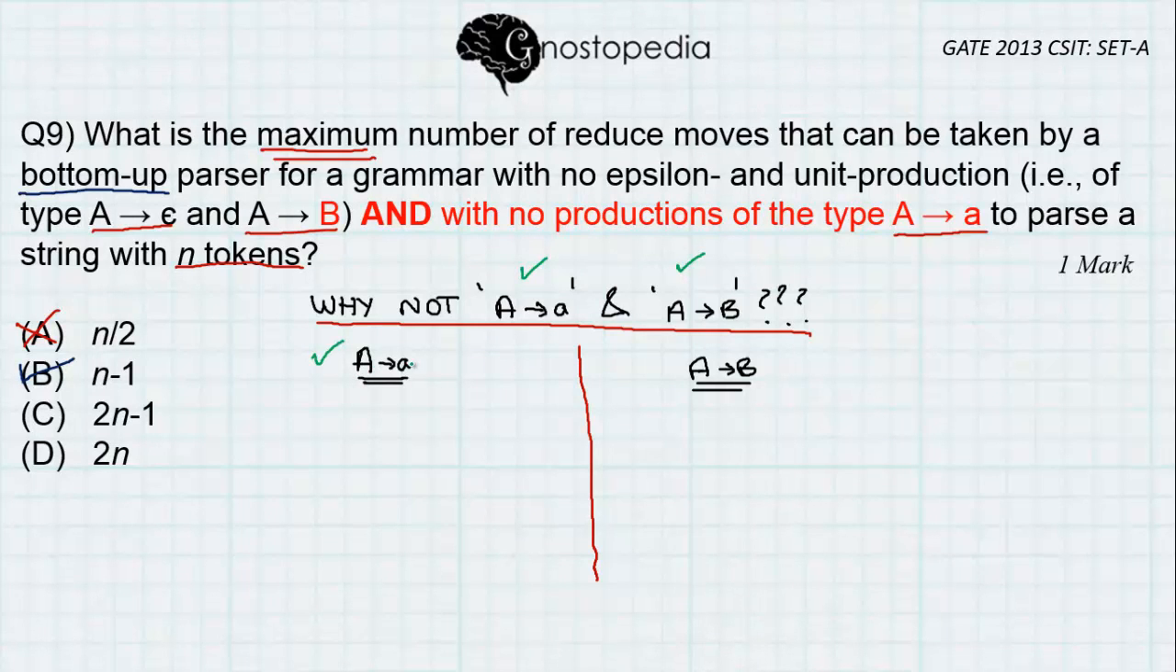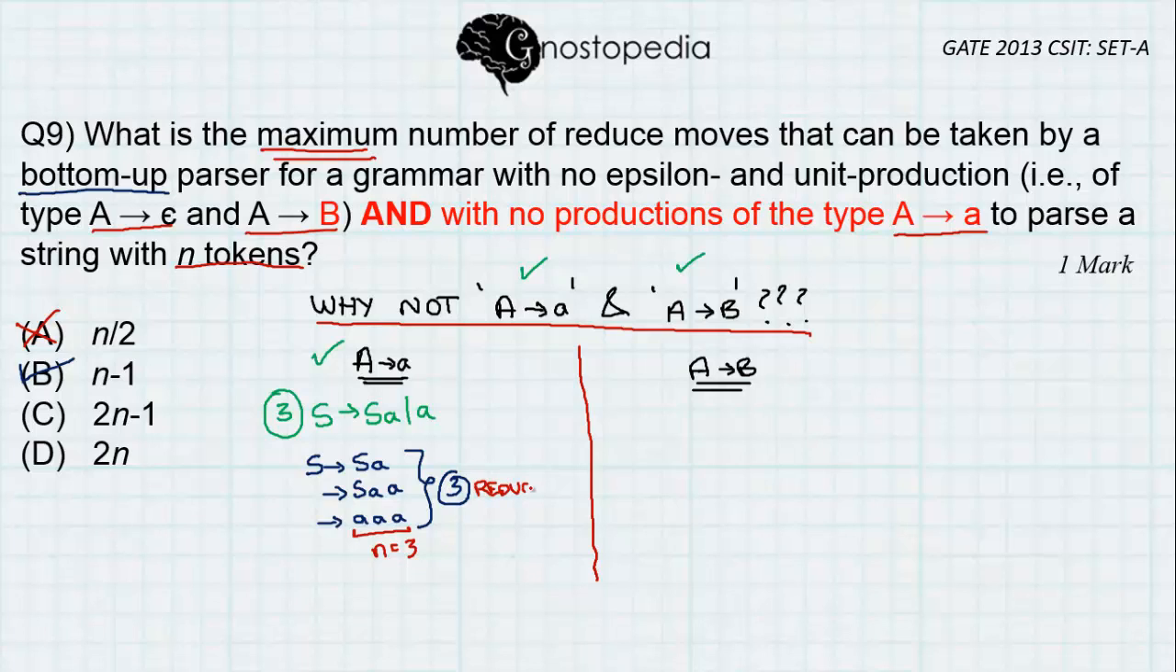Now, why shouldn't we use these two productions in our example while solving this question? Let us start off with A gives small a. Here in this example, you can see that to parse a string of n equal to 3 symbols, you have to actually have 3 reduced moves, which is of the order n. Since n is not an option, we should not have included this in our example. With this, we learn an important property that to parse a string of n symbols, you can have a maximum of n reduced moves and not more than that unless you have a unit production. Let us look at an example to clarify this.